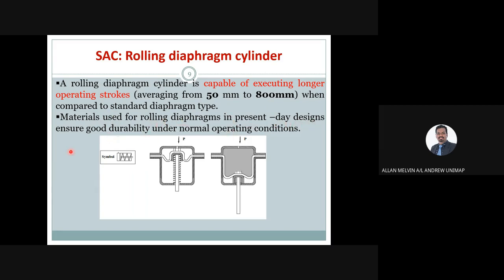Okay, so the material used for rolling diaphragm in present day designs ensures good durability under normal operating condition. So it must be something durable. Because if you have more pneumatic air entering, more pressure inside. So your material must be able to withstand that pressure. Don't use material that tears after 2-3 uses. So if the material tears, it's not durable.